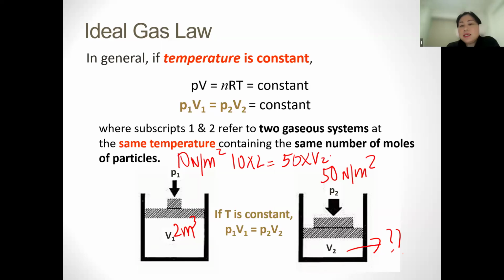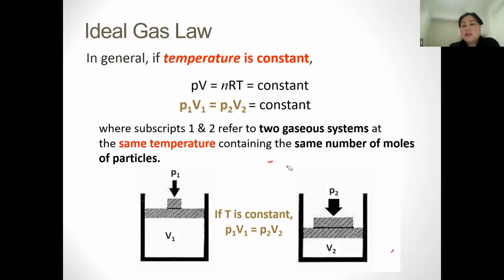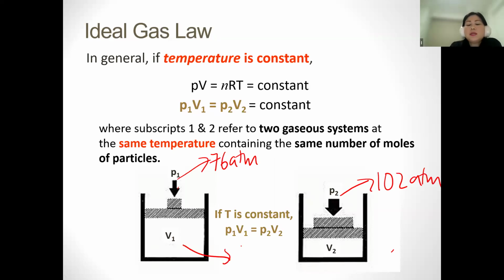Now, can you see that in my example, I'm still using the same units as the ideal gas law units. But what if I change the units to something outrageous? In this context, let's say I call this 76 ATM, and then this is 102 ATM. And I don't want to use meter cube, I just want this to be cm cube. I put 120 cm cube. And this one, I don't know the volume, but I want the volume in cm cube.